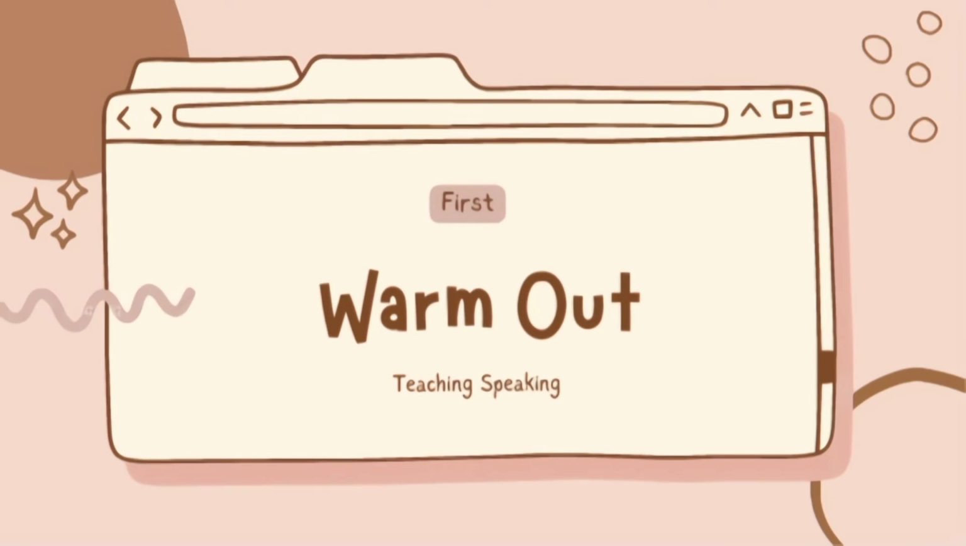The first is warm up. It means that we as a teacher must know how to create a fun class, or we can make a more intensive communication with our students. It means that we as a teacher don't intimidate them in speaking class, but we make them enjoy our class, and then they will be able to practice speaking or try to speak in English.